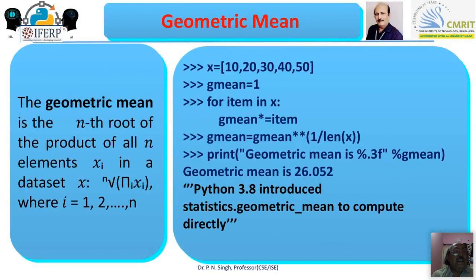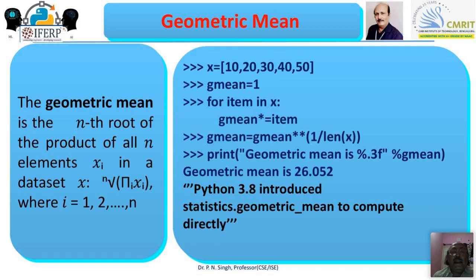The geometric mean is the nth root of the product of all elements. The mathematical definition of the geometric mean is given, and here it is computed in Python. Python 3.8 introduced statistics.geometric_mean to compute it directly.